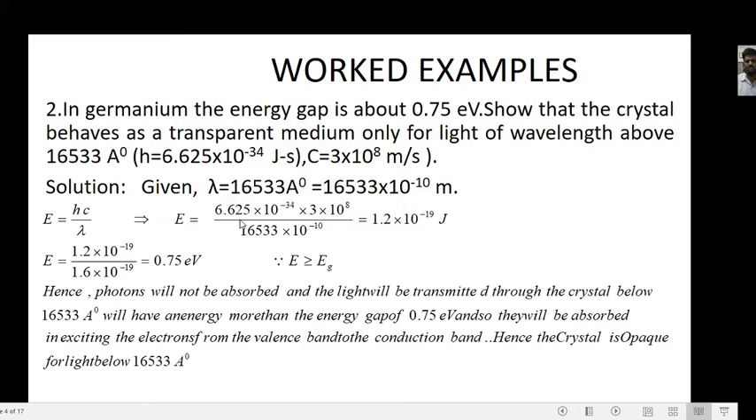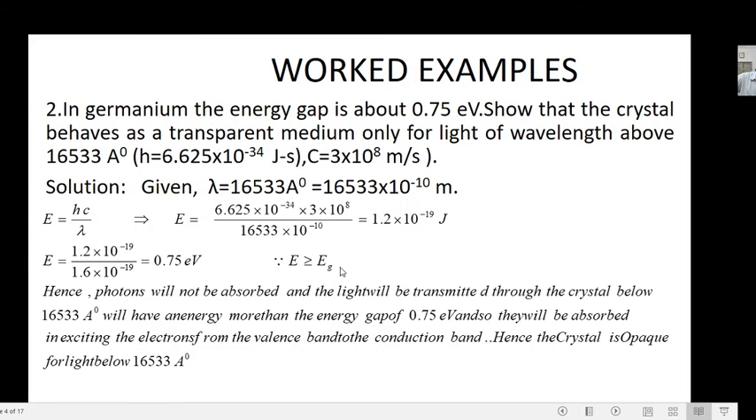So E is equal to 6.625 into 10 power minus 34 into 3 into 10 power 8 divided by 16,533 into 10 power minus 10, that is equal to 1.2 into 10 power minus 19 joules. So here E is equal to 1.2 into 10 power minus 19 divided by 1.6 into 10 power minus 19, which is equal to 0.75 electron volt.